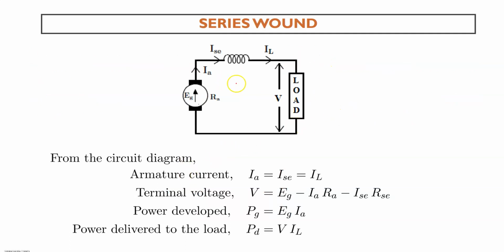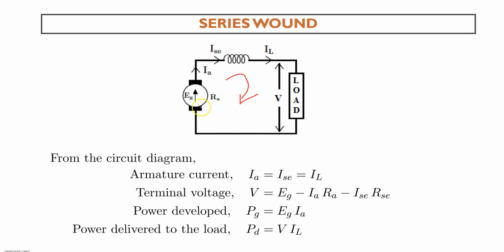Now apply the Kirchhoff's voltage law here. For a series connection, as you know, the current is the same. So Ia will be equal to Isc, and that will be equal to IL, since these are all connected in series and the current will be the same. That is the speciality of series winding. For a series connection, current is the same, and for a parallel connection, voltage is the same.